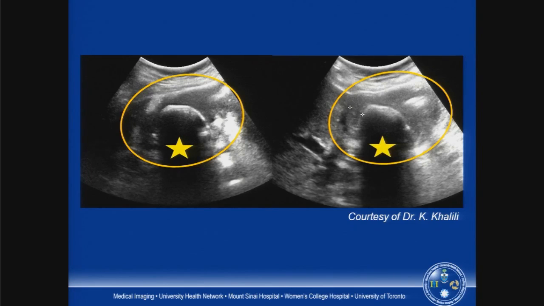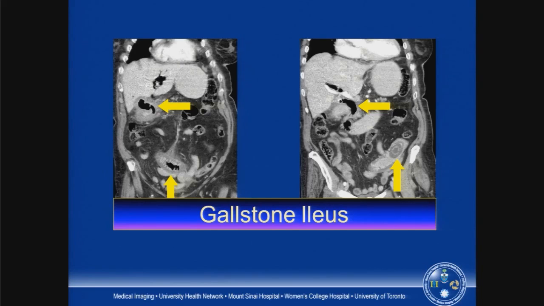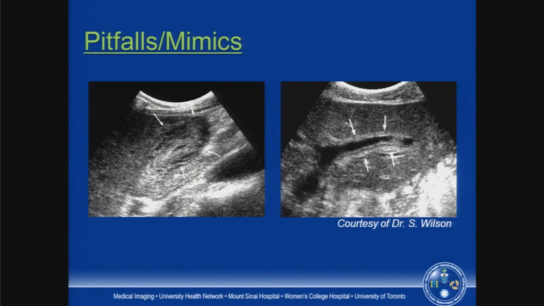Because of her comorbidity, she was treated conservatively and returned a few days later with abdominal distension and a different pain. And now we can see the stone in the gallbladder is replaced by gas. There's gas in the bile duct, and of course the stone has migrated and is now sitting in a mid-small bowel loop. So this, of course, is gallstone ileus. And here we see that stone being delivered through an enterotomy at the time of surgery.